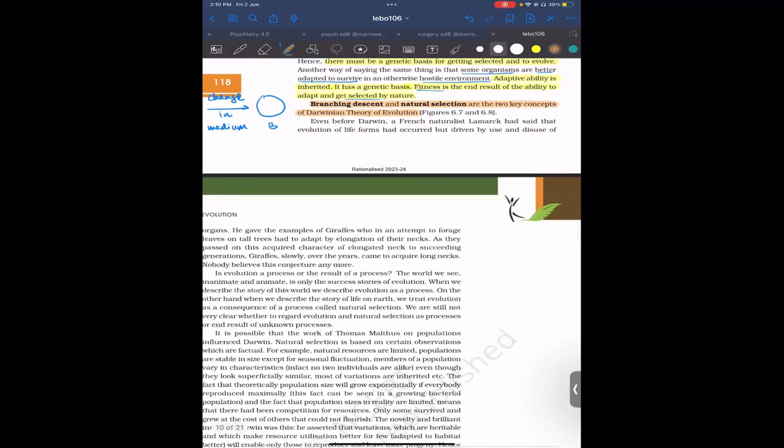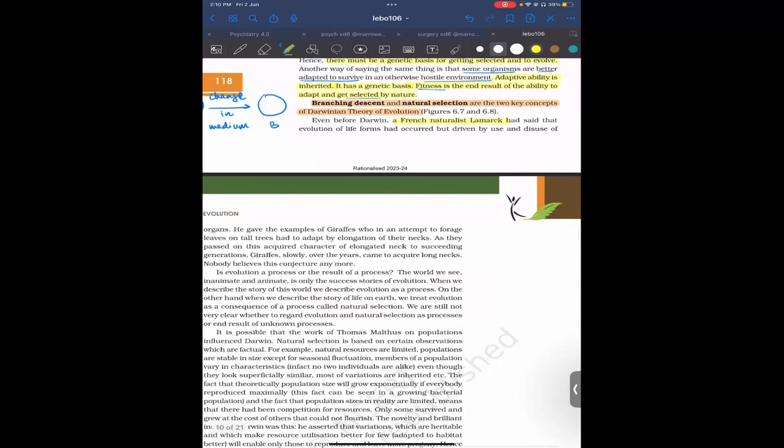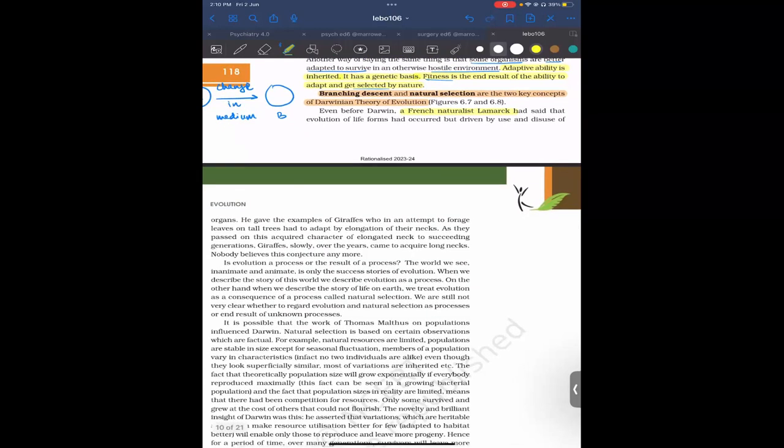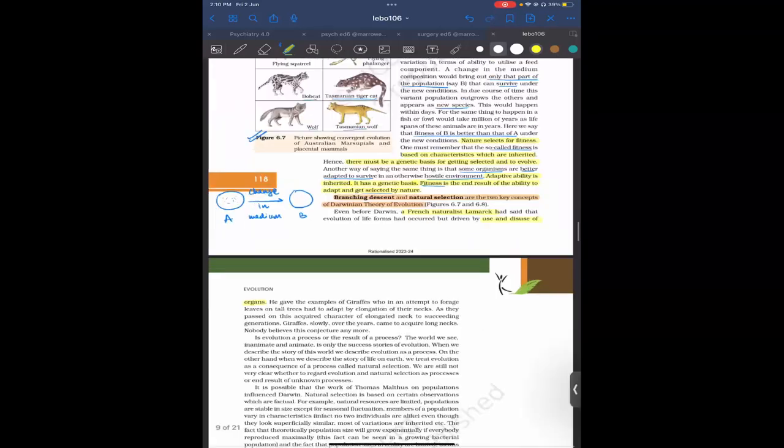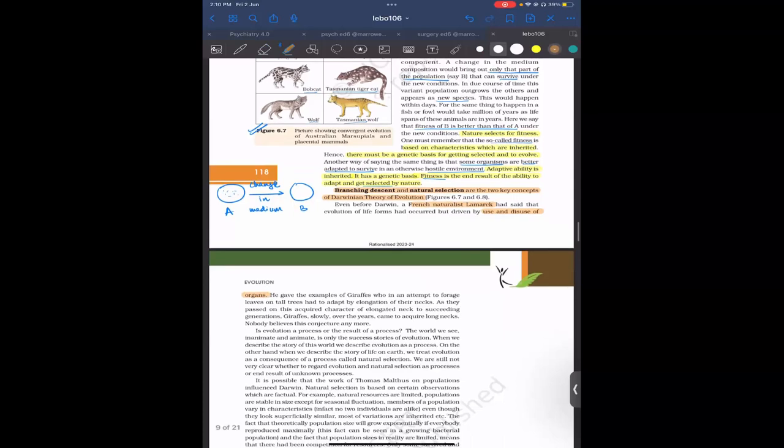Now abhi next scientist ka naam idhar aata hai. Even before Darwin, a French naturalist called Lamarck said that the evolution of forms has occurred but driven by the use and disuse of organs. So what theory did Lamarck give? He gave use and disuse of organs. You need to learn this. Lamarck, French naturalist, gave use and disuse of organs.